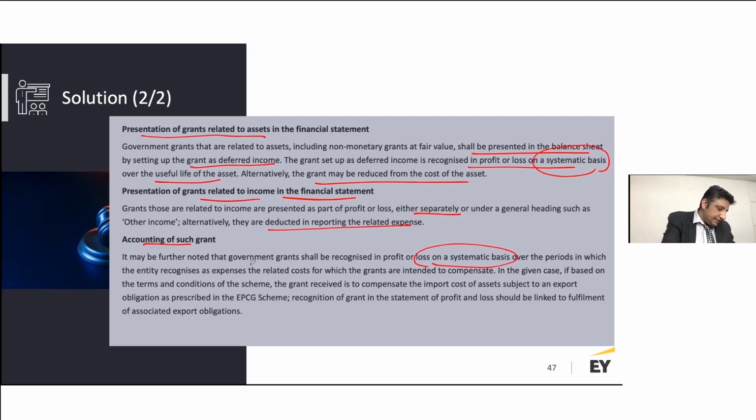So in this case, we say it may be further noted that government grants, as in the given scenario, should be recognized on a systematic basis over the periods in which the expenses or the costs are recognized. If, based on the terms and conditions of the scheme, the grant is to compensate the import cost of the asset, the capital goods reference that is there, subject to an export obligation, this is going to be linked to the fulfillment of associated export obligations.